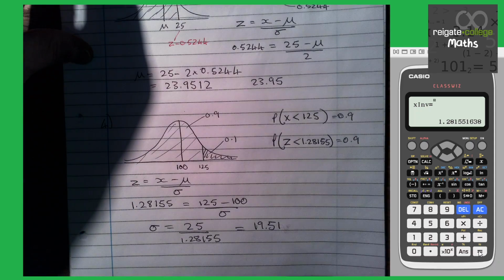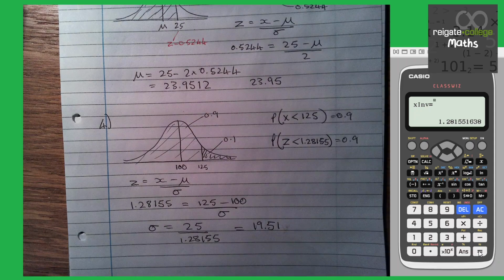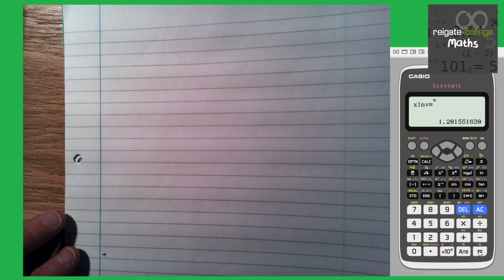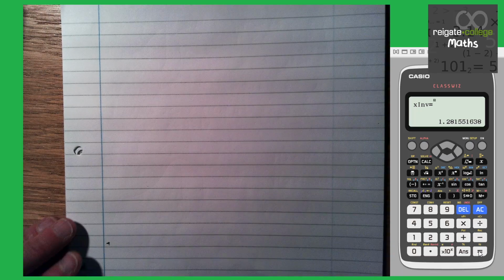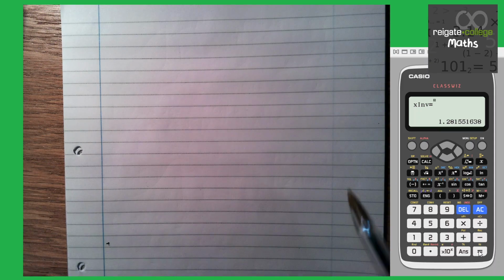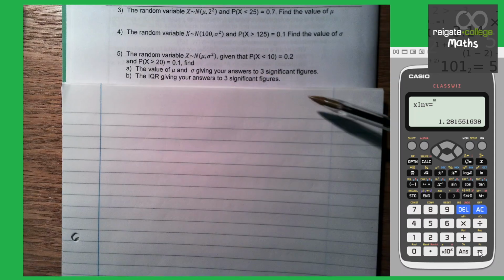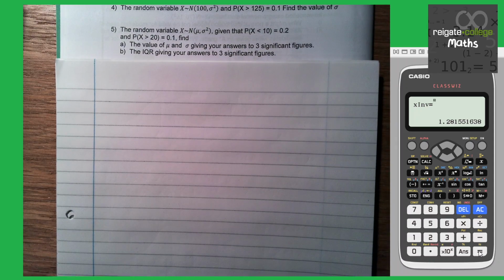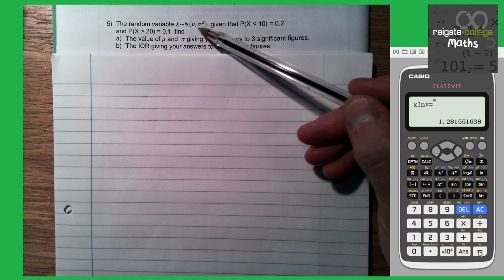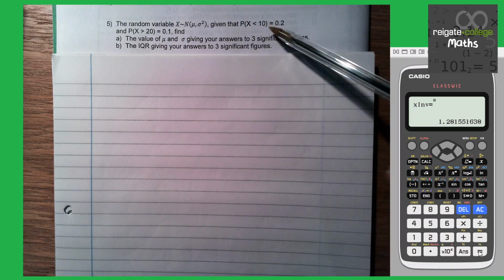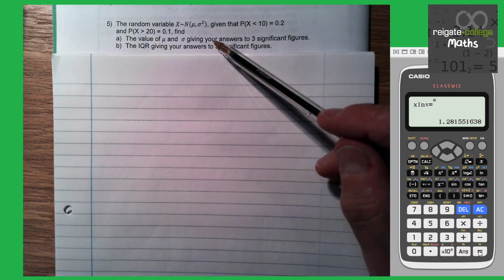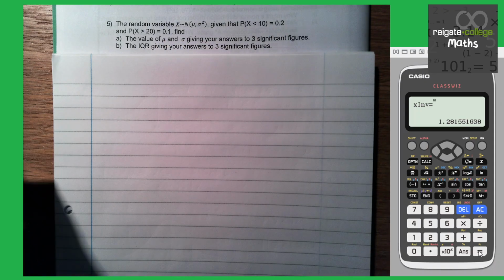Okay, so let's take that away and have a look at question 5 now. So we've now got a question where we've got unknown mean and unknown standard deviation. Let's put it where you can see it. That's a bit better. So unknown mean, unknown standard deviation. We're given two probabilities this time, and we need to find the value of mu and the value of sigma, giving our answers to 3 significant figures.